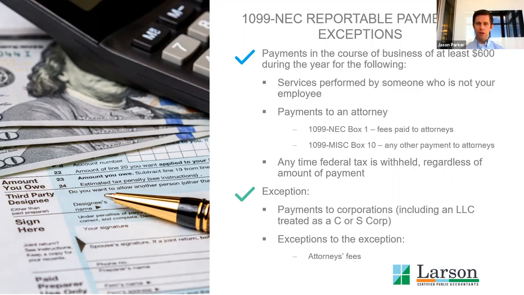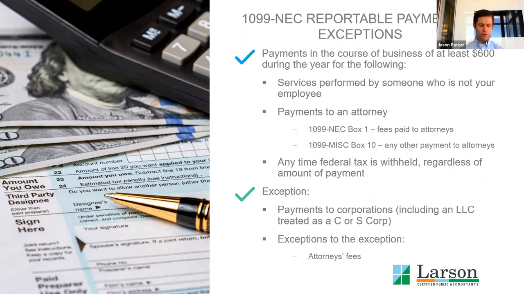The interesting thing to note here is that when you pay attorney's fees, you use Box 1 on Form 1099 NEC. If you pay an attorney any other type of payments, like for a settlement or any other payments, then you use Box 10 on Form 1099 MISC. But I'm assuming a lot of your captive clients will be paying attorney's fees, so you'll use 1099 NEC.